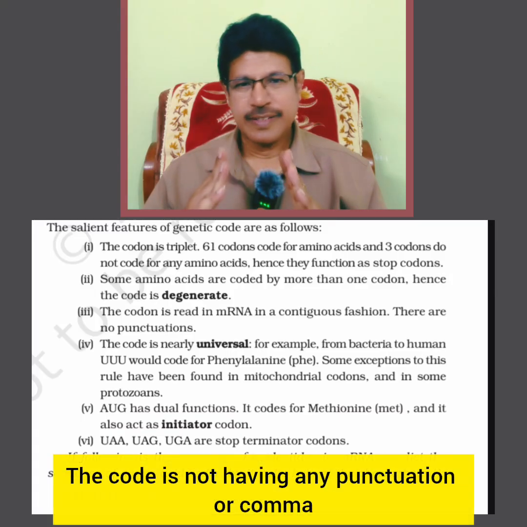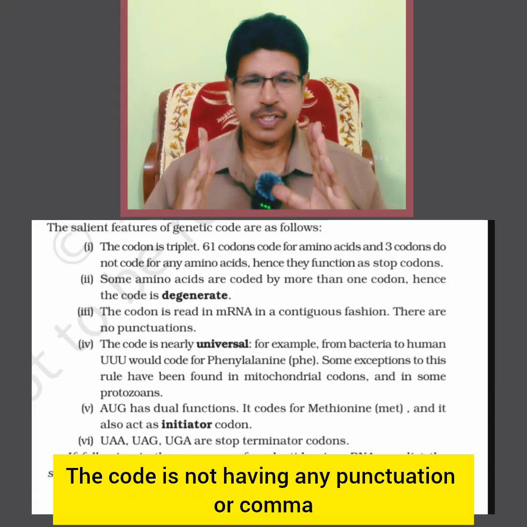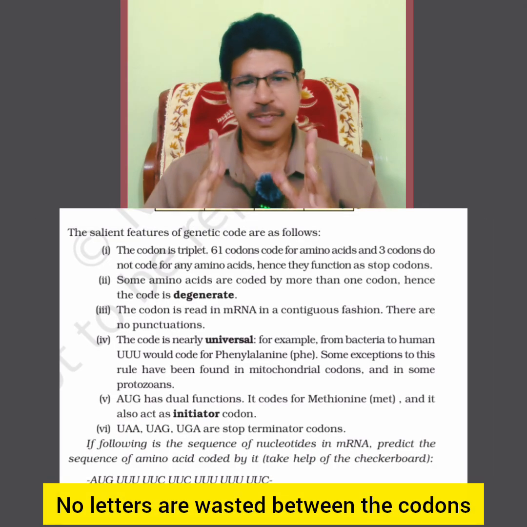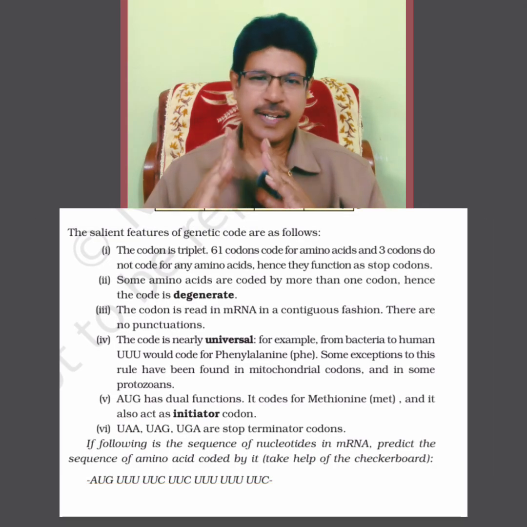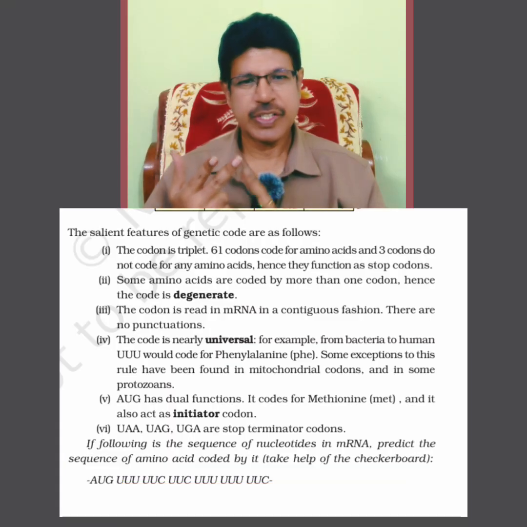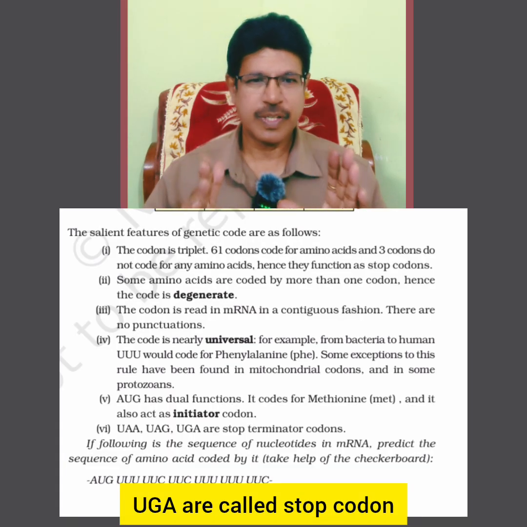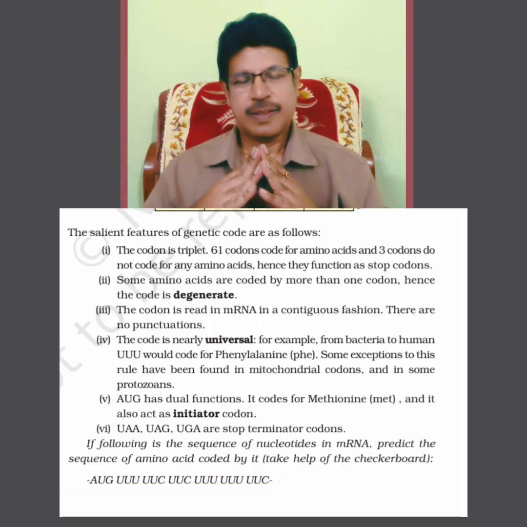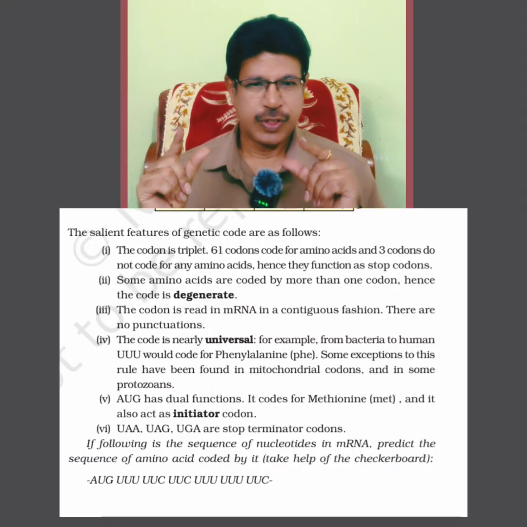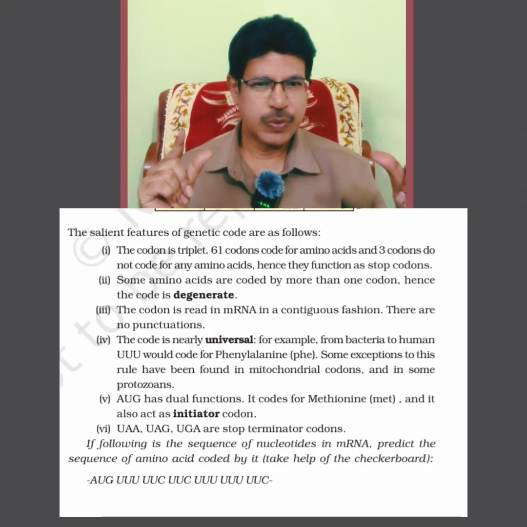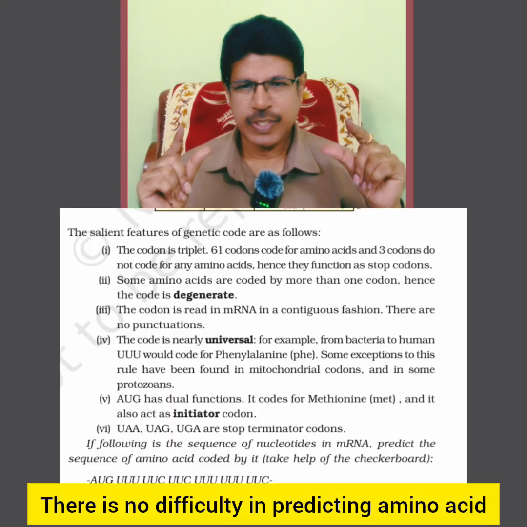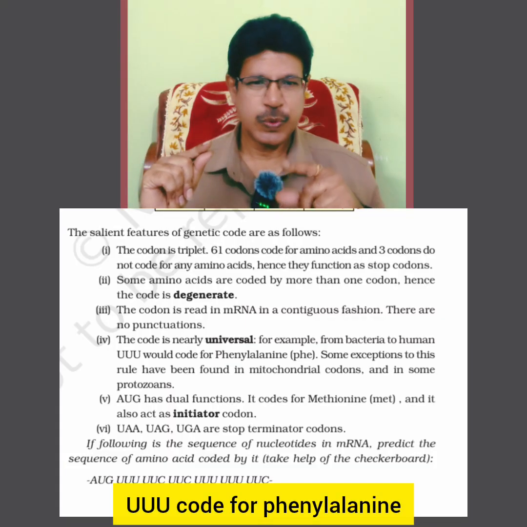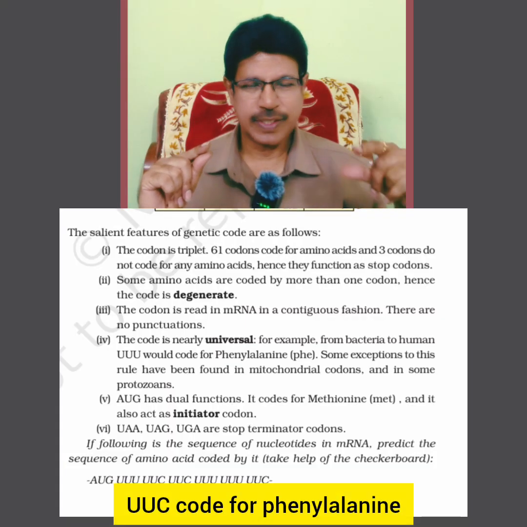The code does not have any punctuation or comma. The code is read in a contiguous fashion. No letters are wasted between the codons. And the stop codons UAA, UAG, UGA bring the termination of the polypeptide chain. Suppose in a given sequence AUG, UUU, UUC, UUU, UUC, there is no difficulty in predicting the amino acids. AUG codes for methionine, UUU codes for phenylalanine, UUC codes for phenylalanine.